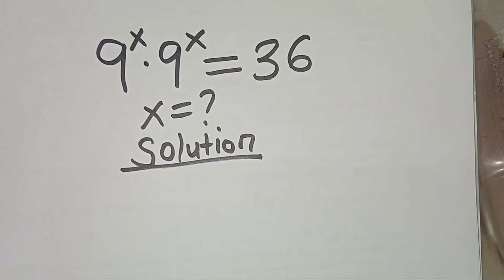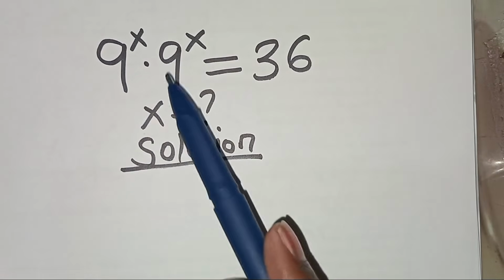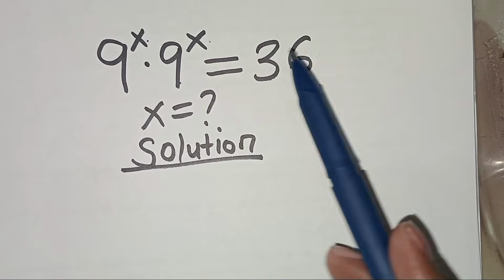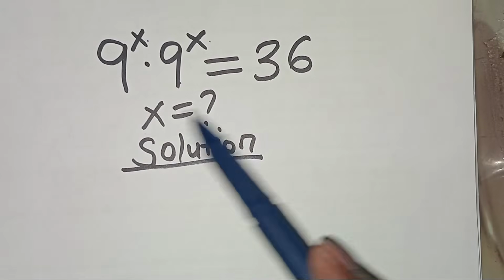Welcome, and let's provide a solution given this nice exponential equation, which is 9 to the power x multiplied by 9 to the power x. This is equal to 36. So what is the value of x?